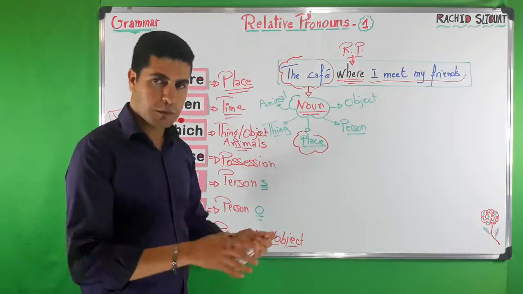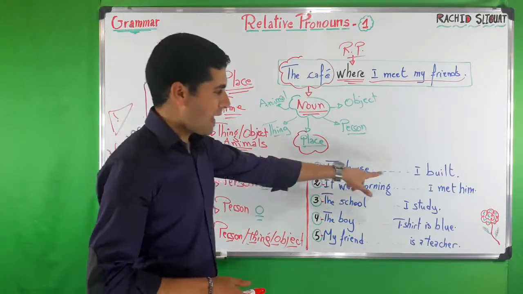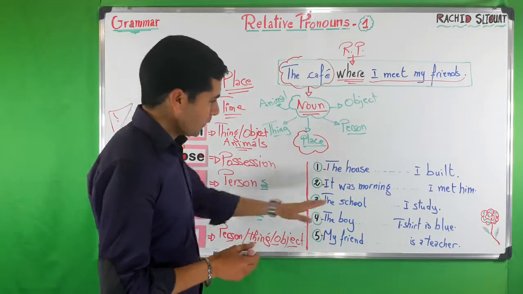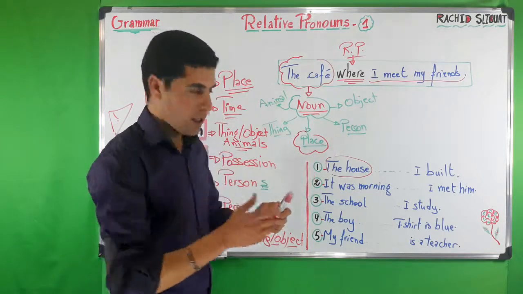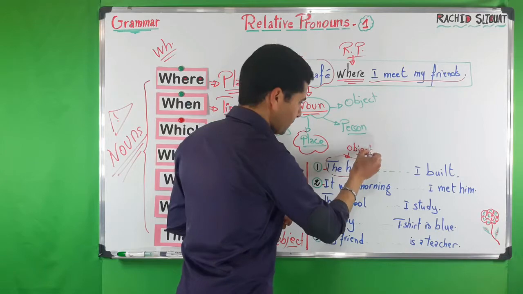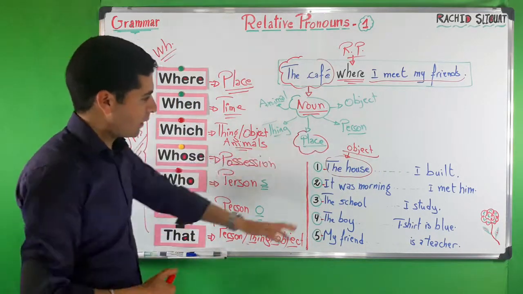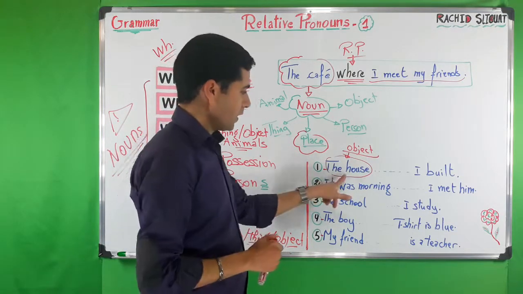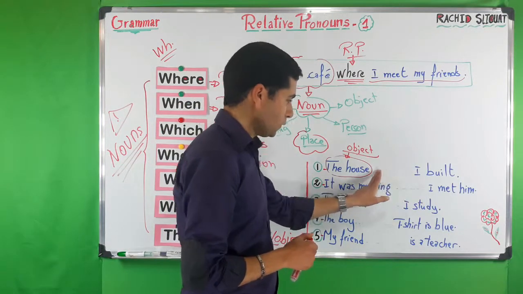So here we are going to see some examples. Now let's start with number one. The house I built. Now here, as you can see, the house is an object or thing. It can also be a place. So the house is very simply an object. So what are we going to say? The house.